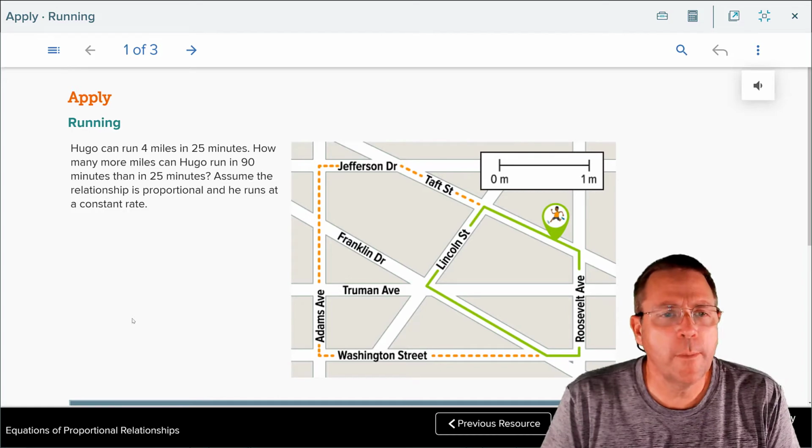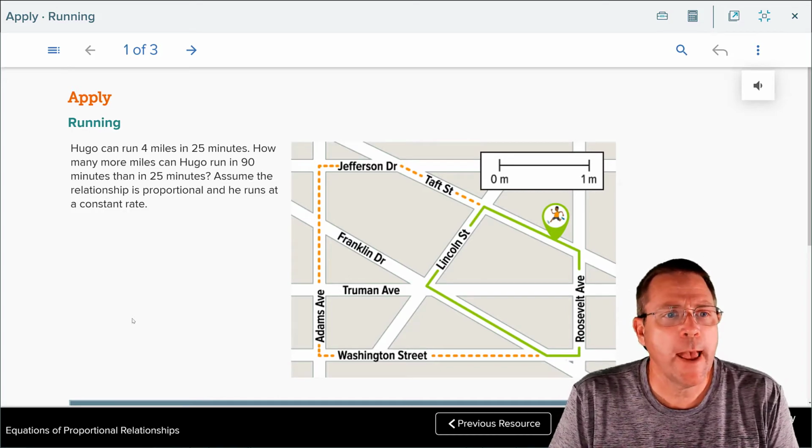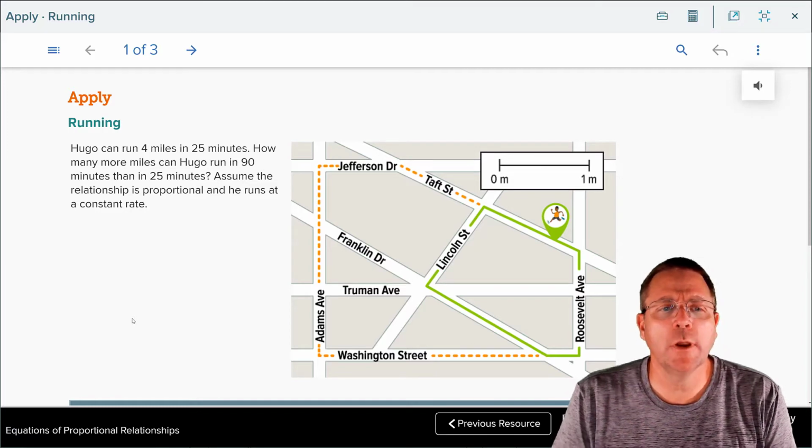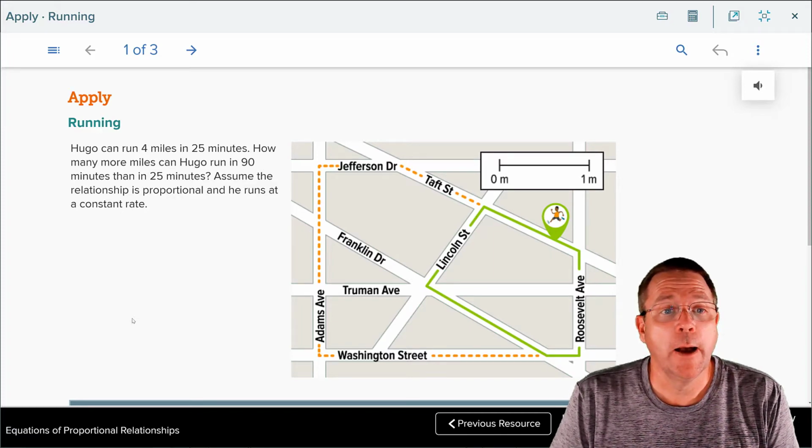Hugo can run 4 miles in 25 minutes. How many more miles can Hugo run in 90 minutes than he can in 25 minutes? Assume the relationship is proportional and he runs at a constant rate. I'm saying to run the same exact speed for 90 minutes, that's one tough dude.